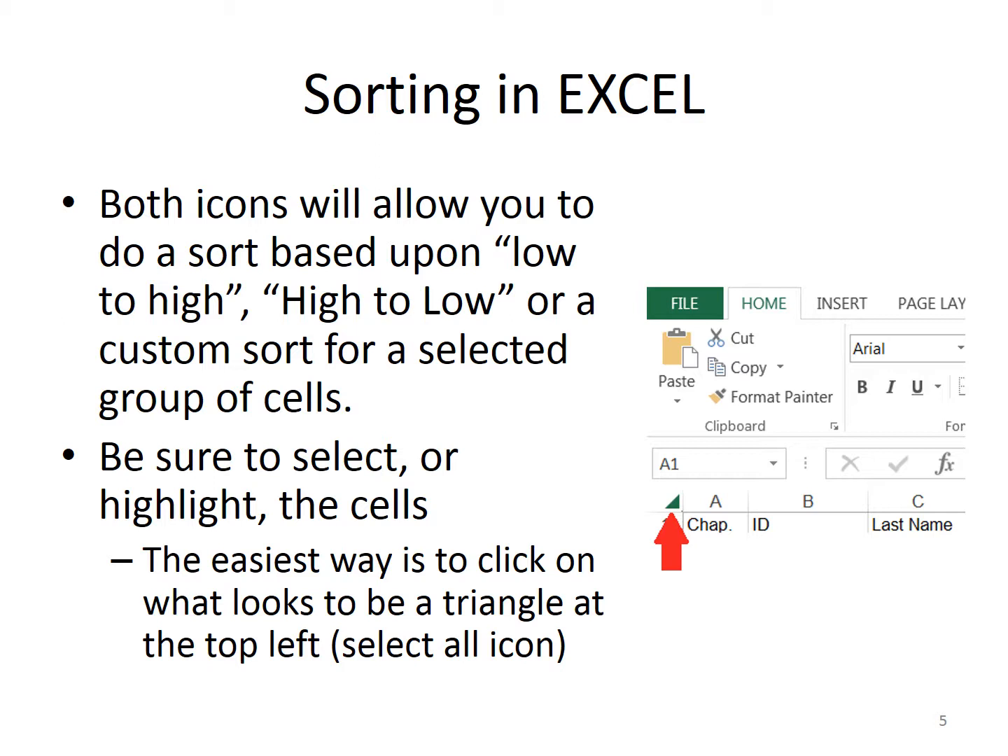You can also highlight cells by left-clicking on a cell and then holding the button down while you drag the cursor to include more cells. I find using the triangle is much easier.